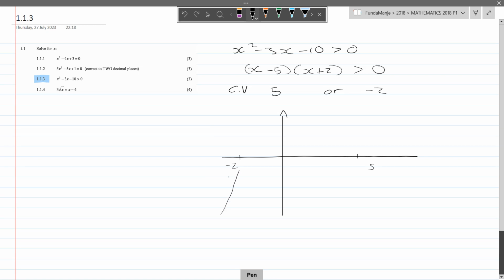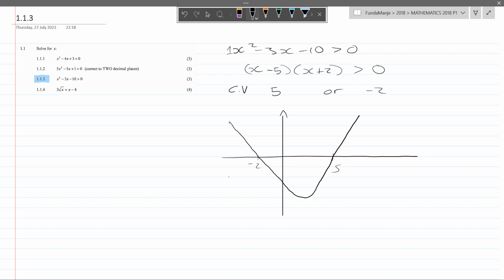How do you know which type of parabola to draw? Well, you look at the value of a here. In this case it's 1. That means it's a positive value, and your graph is smiling. Most of the time it will always be this way. If it's not, you can always manipulate the equation such that it becomes positive before you work out the critical values.